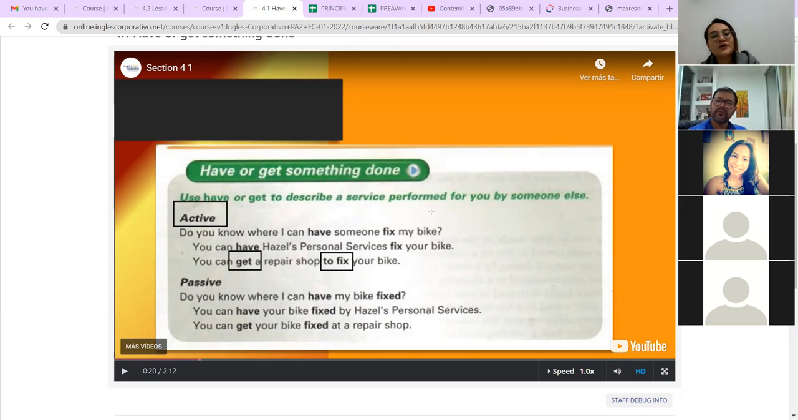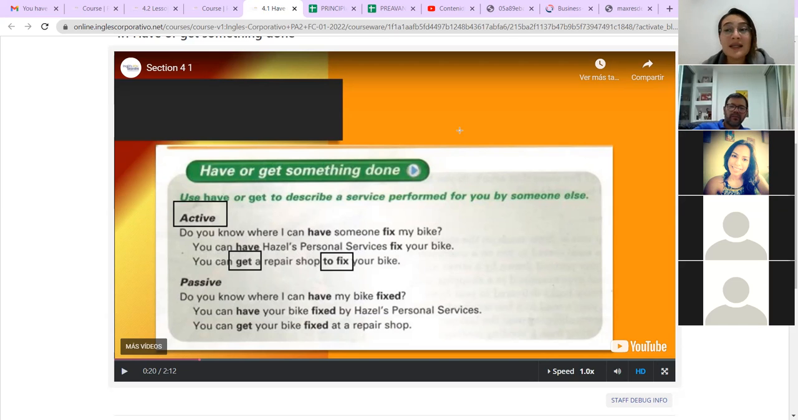Cuando hablamos del passive voice, ya sabemos que invertimos un poco la oración. So, do you know where I can have my bike fixed? Llevamos este verbo al final en la pregunta. Es como que dijéramos en español, ¿sabes dónde puedo encontrar a alguien que arregle mi bicicleta? O ¿sabes dónde alguien puede arreglar mi bicicleta? Right? En español no es tanto el cambio, pero en inglés sí tenemos, do you know where I can have my bike fixed? ¿En qué escenario se usa cada uno?